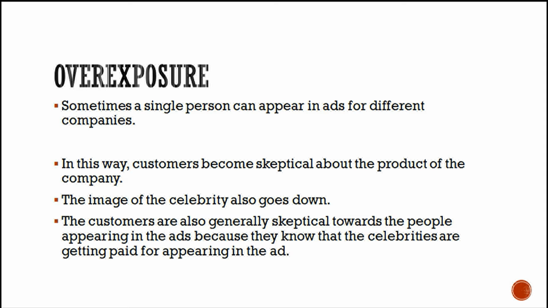Overexposure is another problem. It happens when a single source is selected for various different companies. The customers will become skeptical. The credibility of the source also goes down. It will be like, hey, he appeared in another ad a few months back. He must be in it for the money. The company must be paying him a lot. Yes, the customers are actually very smart, and it would be a foolish thing to think otherwise.